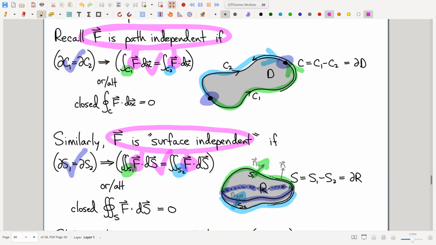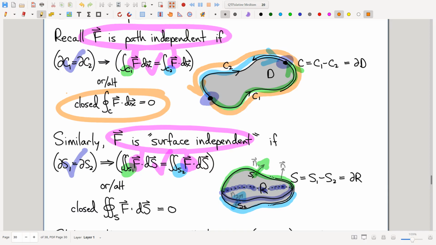Okay, let's see here. We had this alternative formulation of path independence. The alternative formulation came by looking at following C1 and then going backwards along C2 and realizing that means that we're going to compute the C1 integral and the C2 integral, but we're going to have a minus sign on the C2 integral. And of course, if the C1 integral and C2 integral are the same, that means their difference is going to be 0. So we have this alternative formulation of path independence.